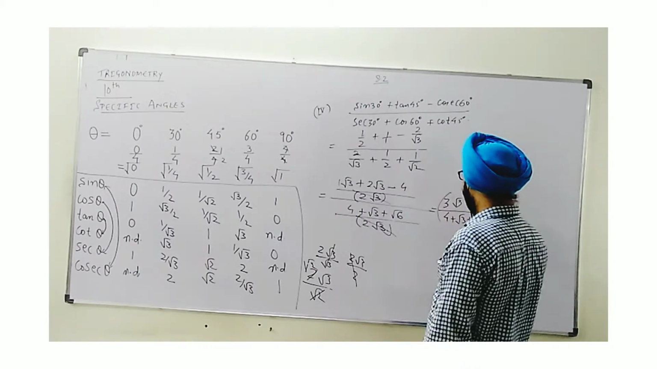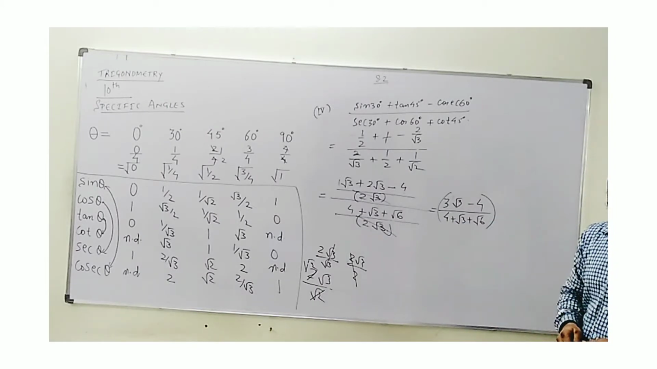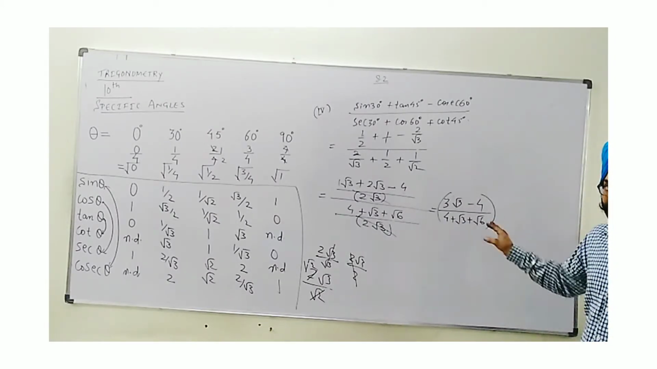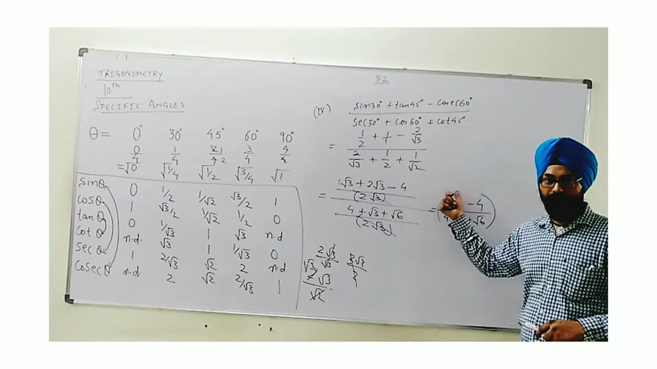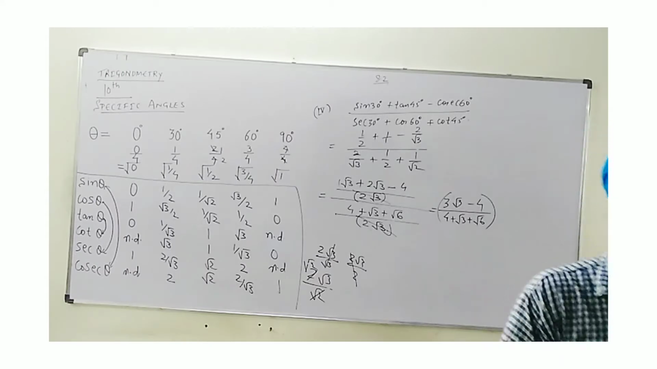Now you can see such an answer we have obtained, so no change will be done in the solution. This will be the final answer. Only we have to put the value and simplify. Till this step we can do. Let's see the next question now.